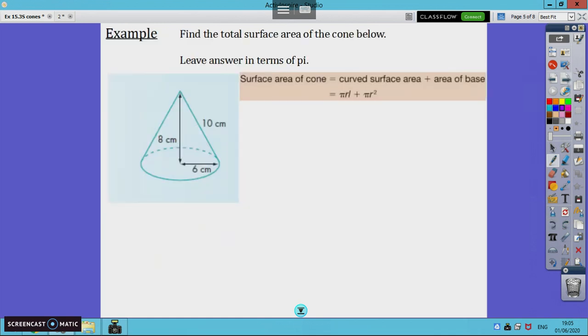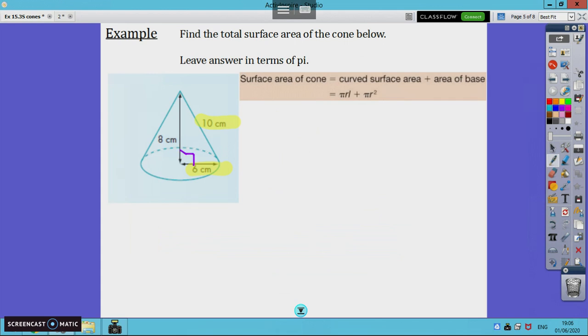So here's your first example. Find the total surface area of the cone below. Leave your answers in terms of pi. Lovely. So the surface area of the cone is pi r L plus pi r squared. So if I go through and highlight the two lengths that we need, we don't need the 8 centimetres. Don't need it. That's a little red herring thrown in there for you. But as we can see, it's actually a right angle triangle that's created there.